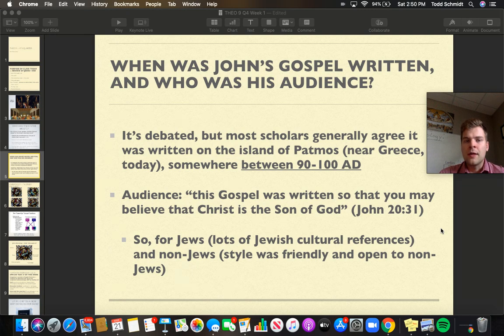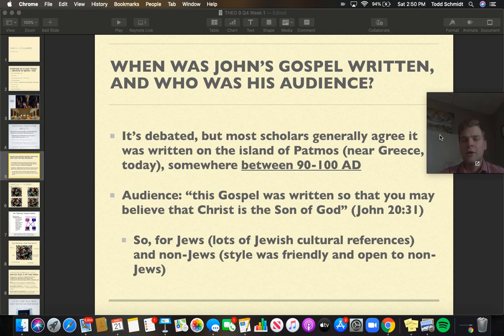Those were all written on the island of Patmos, which is near Greece today, somewhere between 90 to 100 AD. Some scholars say particularly the year 96, but for our purposes, somewhere between 90 to 100 AD. So that's like 20, 25 years after Matthew, Mark, and Luke were roughly written.